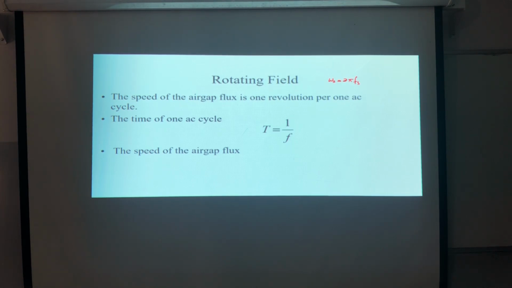And if we need to calculate the speed of the air gap flux, omega s equals 2 pi fs, and we know that this is in radian per second. If I need to have it as revolution per minute, this is equal to what? 60 over 2 pi multiplied by omega s, and this will be in rad per second. Now, here I said electrical speed.